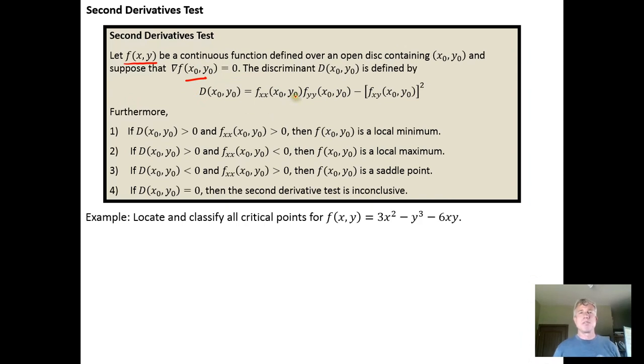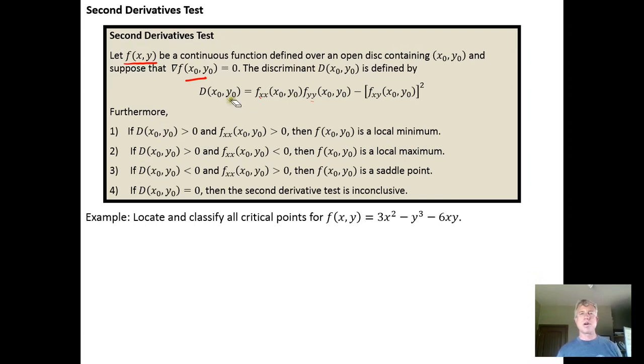So the second derivative test says take the product of the second partial derivative with respect to x times the second partial derivative with respect to y minus the square of the mixed partial. And remember, f sub xy and f sub yx are the same, so we could just as easily have put f sub yx here. So we take the product of the second partials minus the square of the mixed partial, and then you go through and analyze these different scenarios.